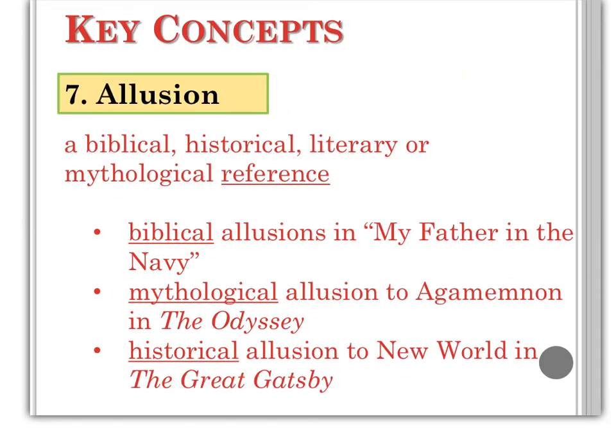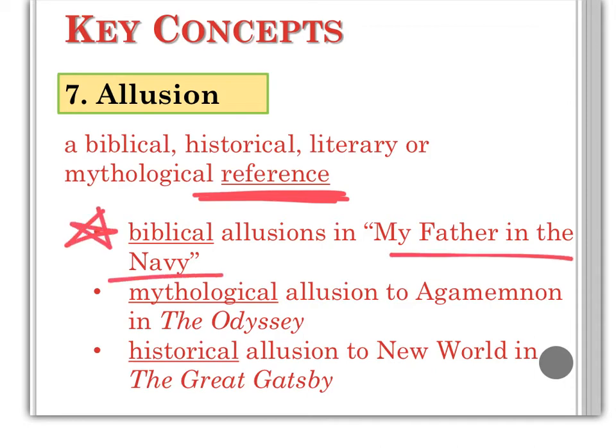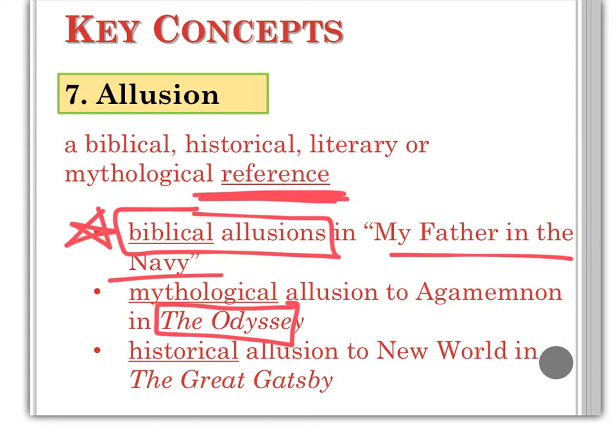A seventh possibility is you could write about an allusion. This is writing about a particular reference that you see in the text. For example, in a poem that we're going to read when we examine the Odyssey, we're going to see a lot of biblical allusions in this poem, My Father in the Navy. In the Odyssey itself, we see a mythological allusion to Agamemnon a couple of times in the text. That would be a possible topic to explore in a thesis statement.